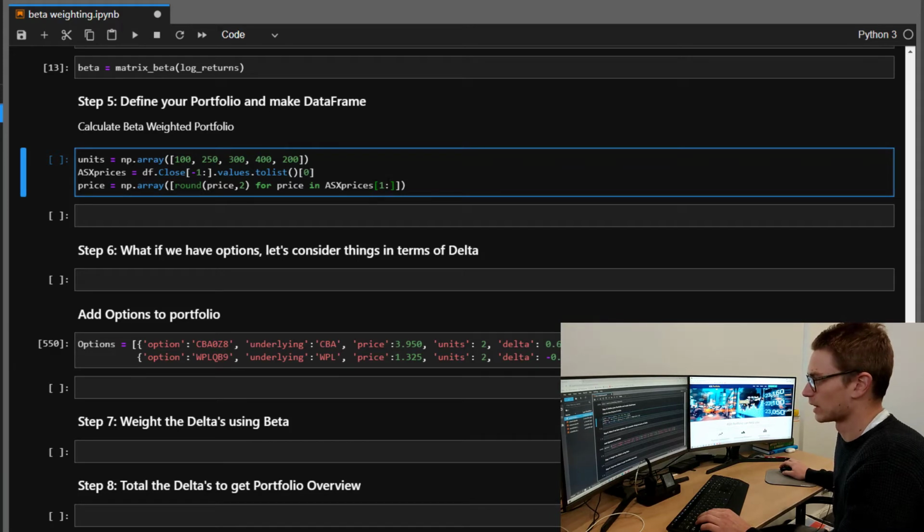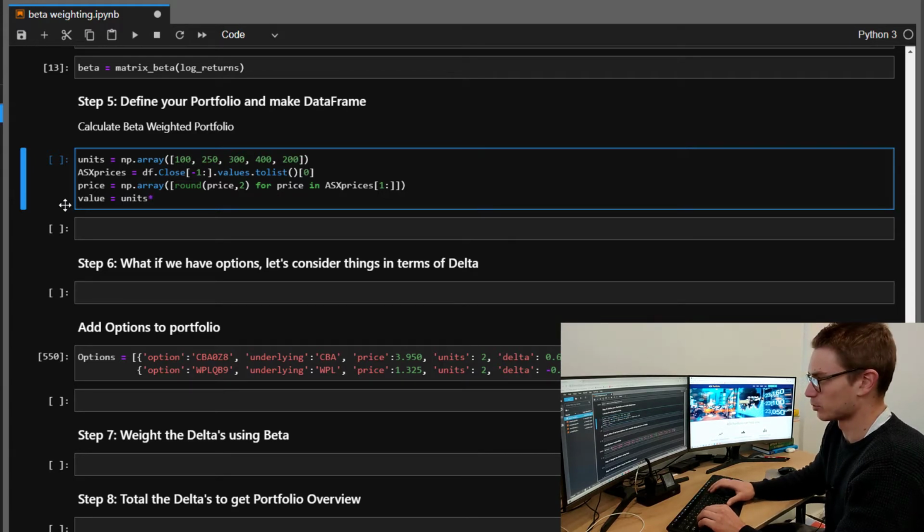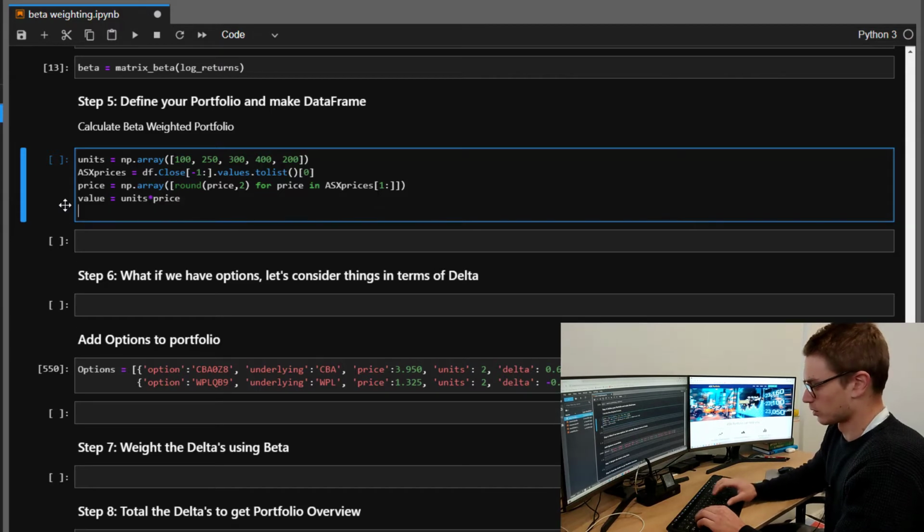Now I don't want to list the index. That's not part of my portfolio here. So remember, I've got 5 stocks. So I'm just trying to get the 5 prices past the index. So next we're going to take the value. So we're going to just get the value of this portfolio and individual weightings by multiplying the units by the price.